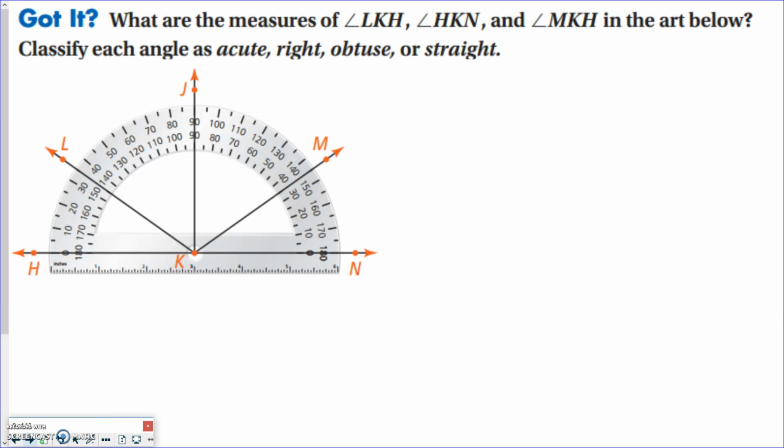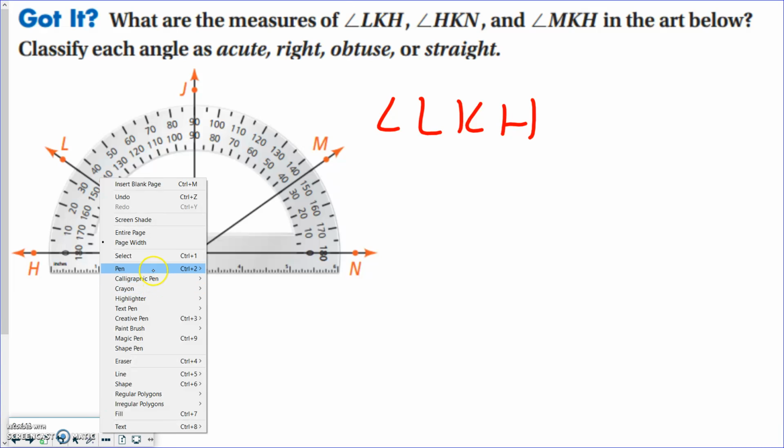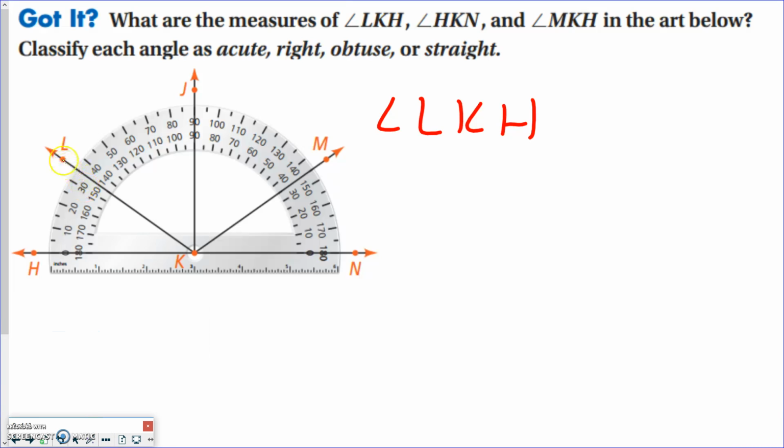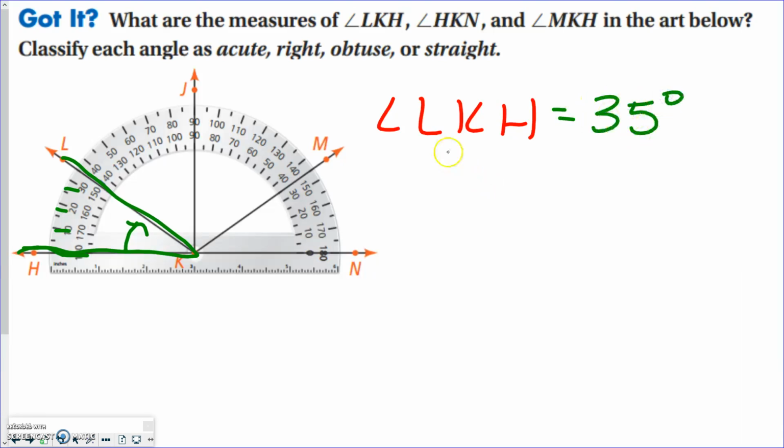Find the measures of each angle. First we'll start with angle LKH. If I trace angle LKH on a protractor, it starts at 0, and I work my way up: here's 10, 20, 30. I'm halfway in between 30 and 40, so LKH must be a 35 degree angle, and that makes it acute.